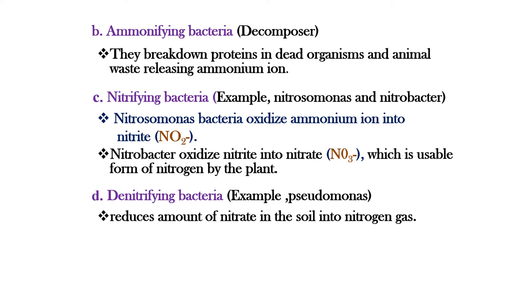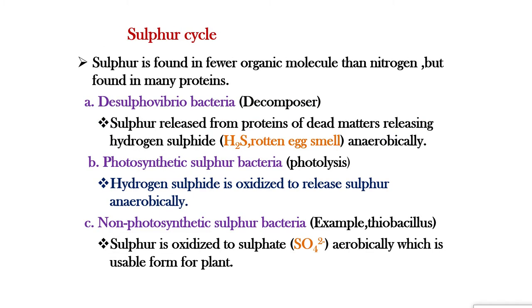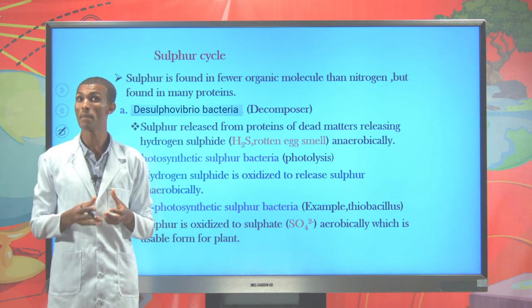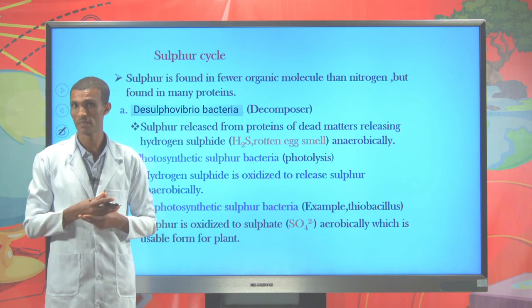So, these four groups of bacteria are critically important in recycling the mineral element nitrogen. If nitrogen is properly recycled, organisms can make their own protein, RNA, DNA, and ATP. Another very important mineral element that can be recycled in our ecosystem by bacteria and fungi is sulfur.